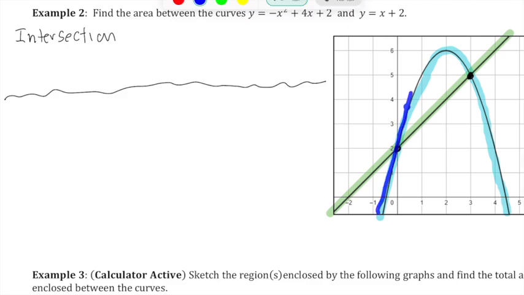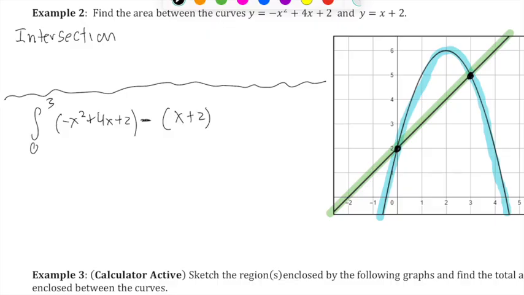Now this upper equation is going to be the parabola, negative x squared plus 4x plus 2, and this straight line is going to be x plus 2. So if we were writing the integral, it's going to be from 0 to 3. And the uppermost equation is negative x squared plus 4x plus 2, and we want to subtract from it the lower equation, which is x plus 2. And then we proceed the same way.